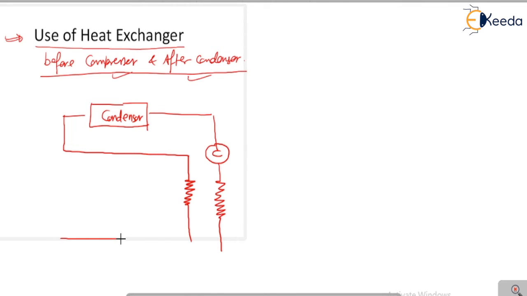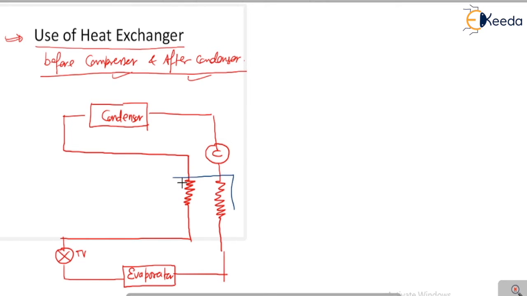And this is your throttling valve, and this is your evaporator. This is your evaporator, and this is your throttling valve. This is your compressor. And this box is your heat exchanger.